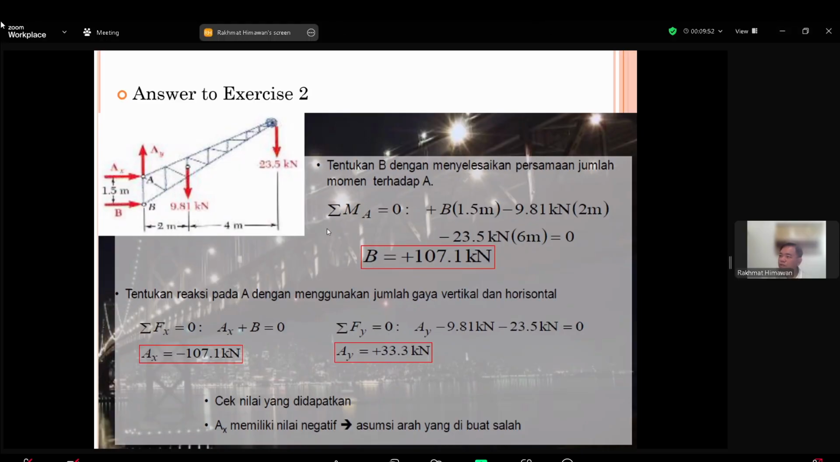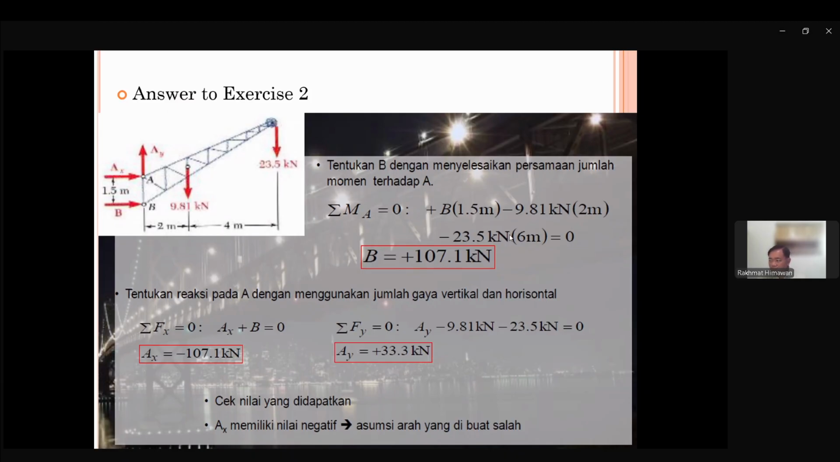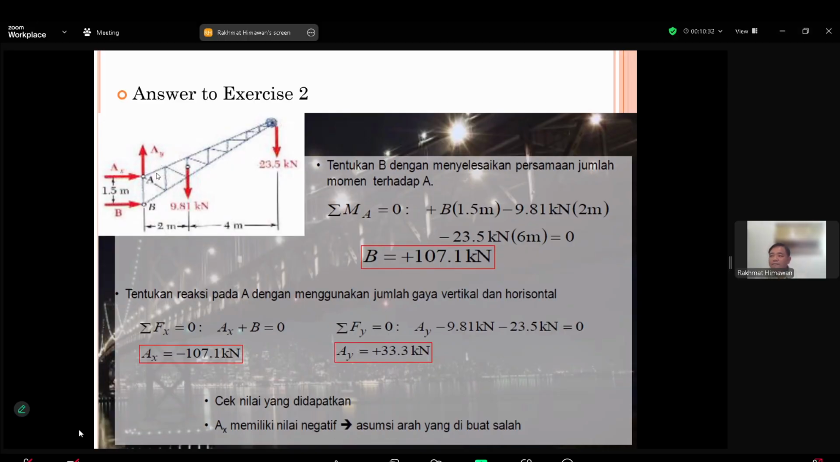So how about this? 9.81 multiplied with 2 meters is minus because it's clockwise. And 23.5 kilonewton multiplied with 6 meters, the perpendicular distance, not this side but here. 6 meters clockwise, which is negative in this example. You can use a different sign convention, it's up to you as long as you're consistent. So now we found out that B is 107.1 kilonewton in the counterclockwise direction. First question is answered. Now we need to find out AX and AY.